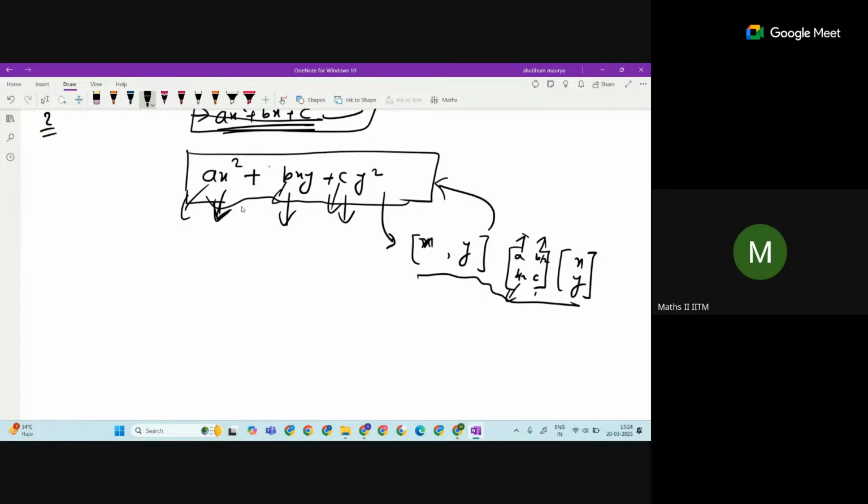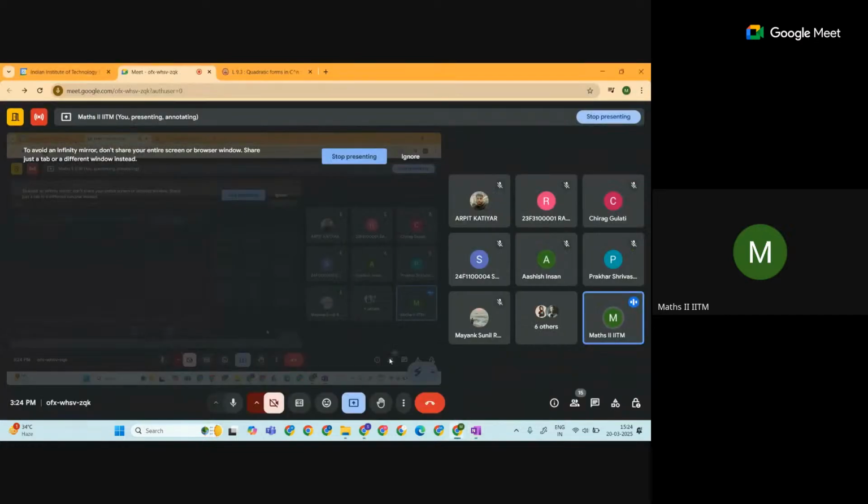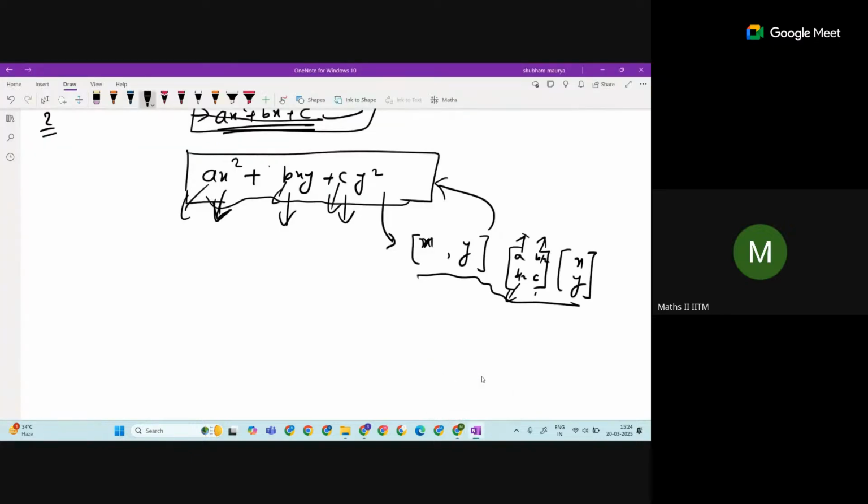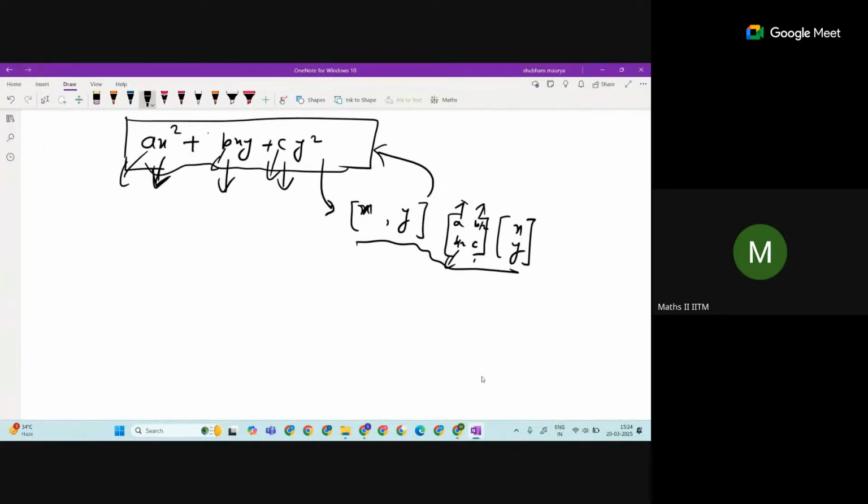If you've gone through the lecture, because today is Thursday, I hope all of you have gone through the content at least till here. You can see that this is nothing but, let's say, a vector v. So v transpose A v. A is this one, v is the same one, and here it is transpose.